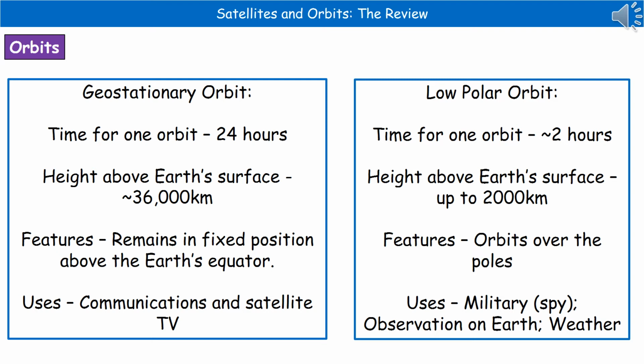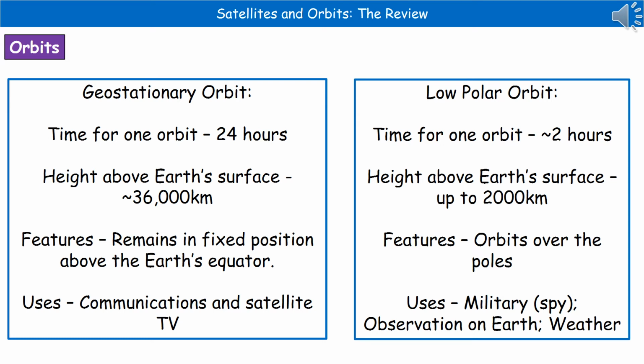Second kind of orbit we need to know about, the low polar orbit. This one's got a much shorter time, only about 2 hours for one orbit, so they're whipping around really quite quick. And they're much closer to the Earth's surface at about 2,000 kilometers. The key feature about these is that they orbit over the poles, as we saw in the diagram on the previous slide. We use these for spy satellites with the military, observations, so any of the Google Maps ones for example, and weather satellites, quite important at the moment.